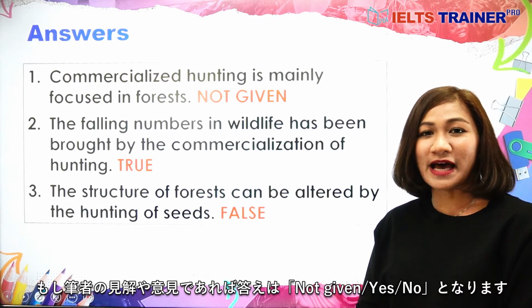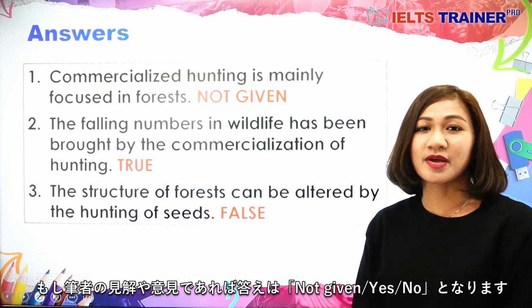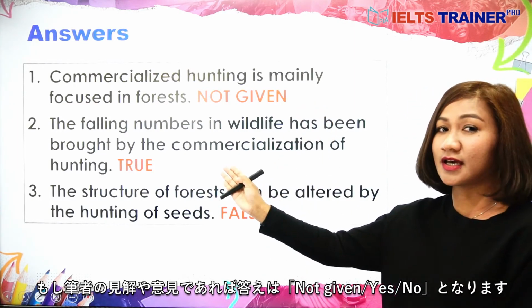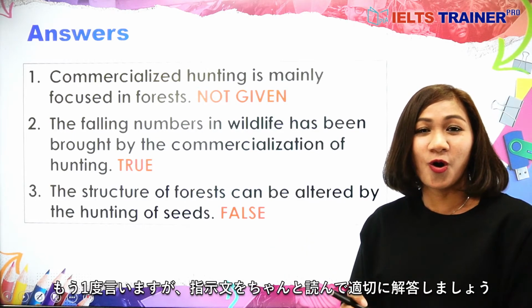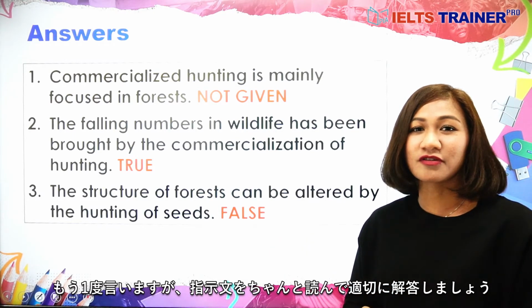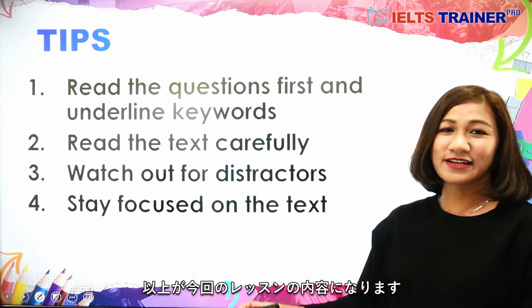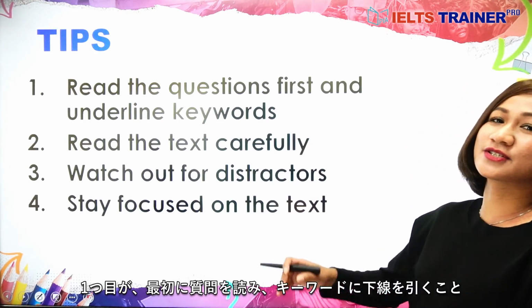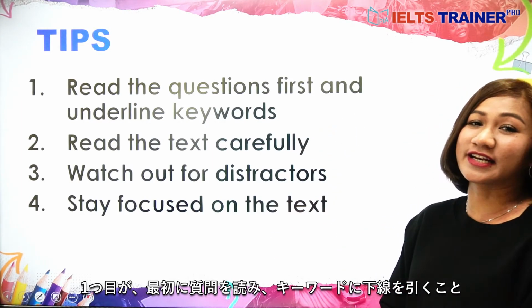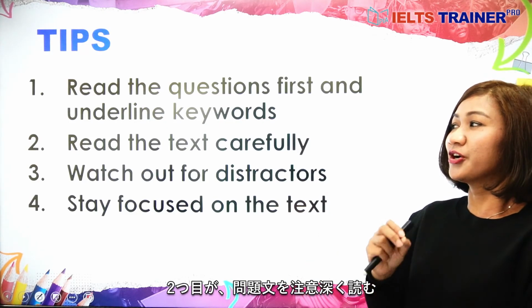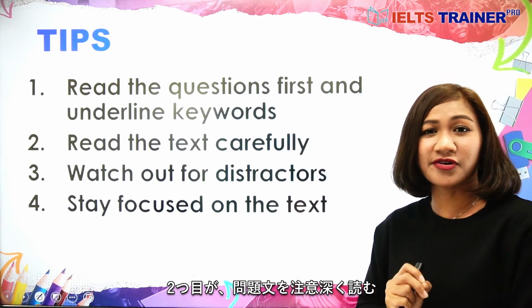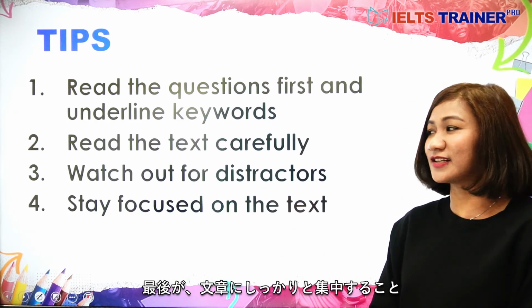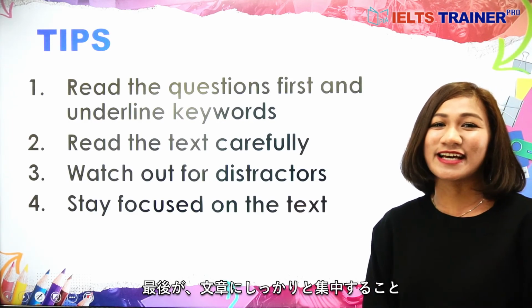If this had been a passage about a writer's view or opinion, our answers would have been not given, yes, and no. Again, always read the instructions first in order for you to know which code to use. So these have been our takeaways from today's video lesson. Number 1 is to read the questions first and underline keywords. Number 2 being reading the text carefully before deciding on your answer. Number 3 is to watch out for distractors. And finally is to stay focused on the text.